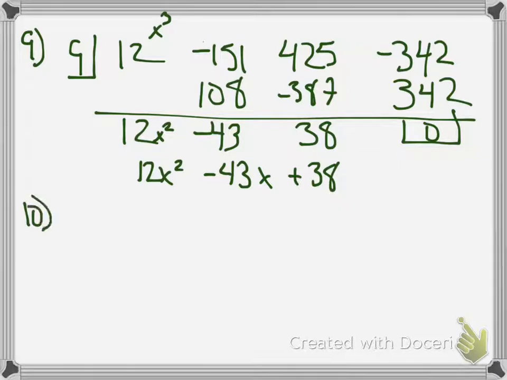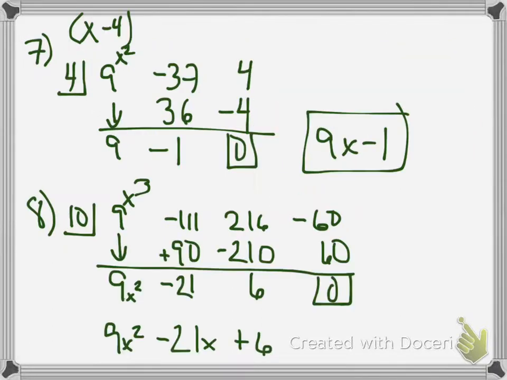Okay, so let's look at number 10. Number 10 has a positive 10. 9, negative 111, 216, and negative 60. Oh no, you know what I did wrong? This number right here is not number 8, it's number 10. Whoops. So we'll go ahead and say that's number 10. Let's look at number 8 then. Sorry guys. I guess I should be looking better.